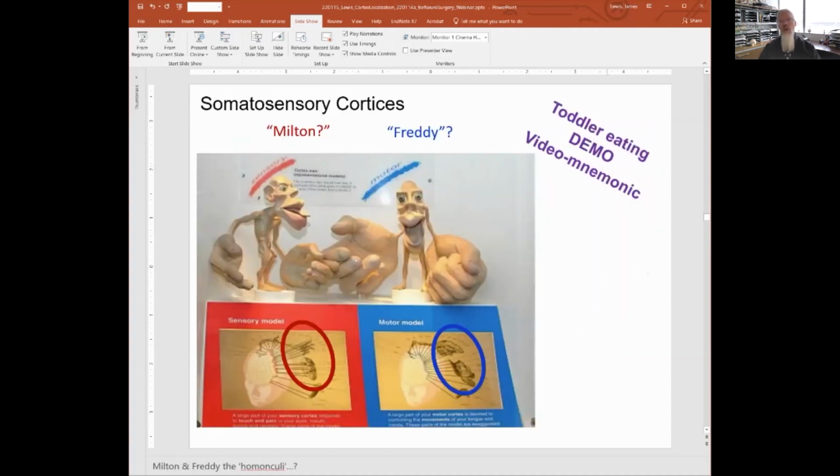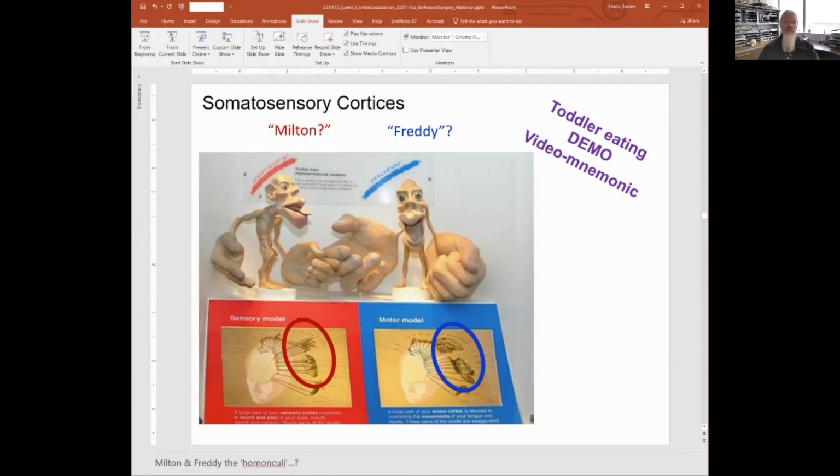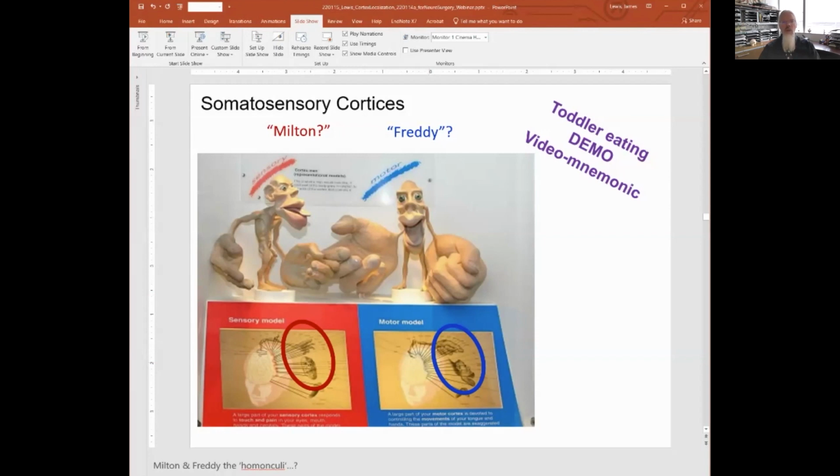All right, so the question comes up as to why on earth, here we have the homunculi, Milton and Freddie here, the somatosensory cortex and the motor cortex models. A question often comes up, why does it go leg to foot to hand and right next to face? Because I mean, your face and your hand are pretty darn far apart anatomically.